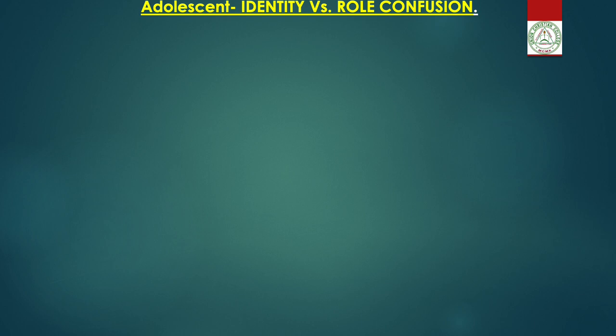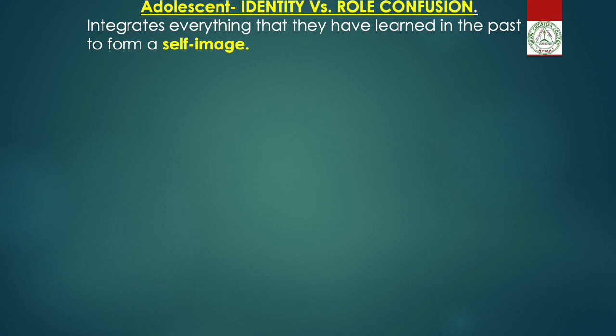So what do we mean when we say identity? What does the adolescent do during this stage? The adolescent will start to integrate everything that he has learned in the past. Yung trust versus mistrust, yung mga natutunan niya sa mga life stages na yon, he will integrate it to form a self-image. And that self-image now will become his or her identity.